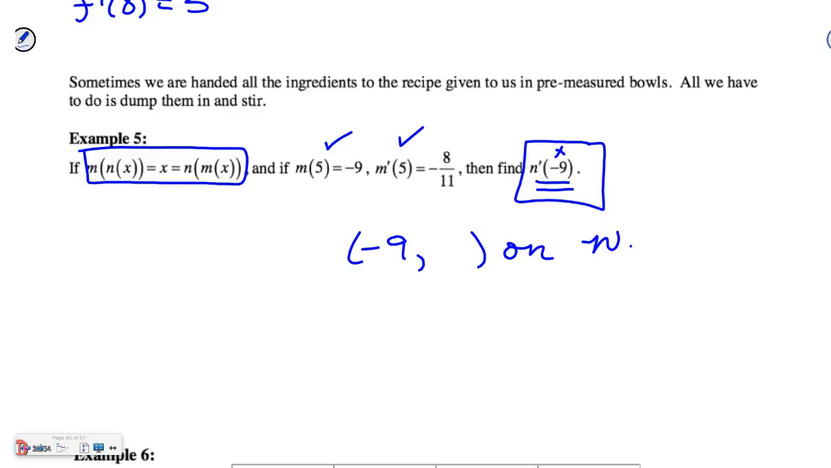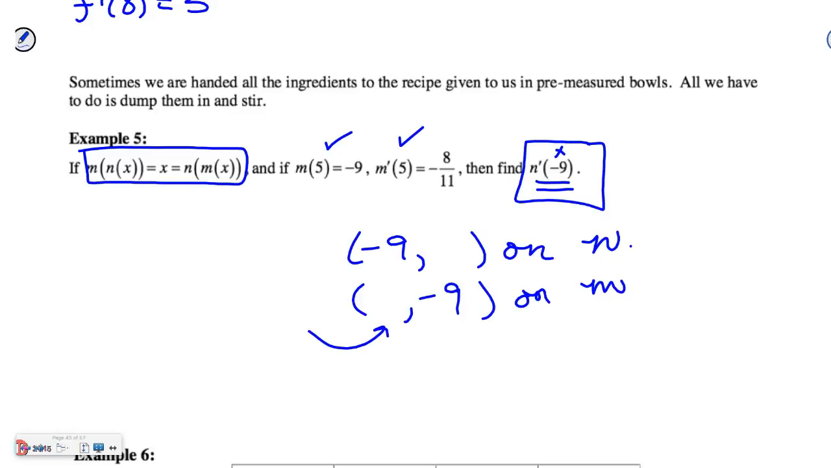And they want me to find the derivative there, but there's got to be a point there in order for me to find the derivative there. So you're going to start that like this. And then you're going to go and put its corresponding point on the other function. You can call it N inverse or M. It doesn't matter. They're the same thing. Then you have to fill in this slot. I told you, you'll easily be able to find that.